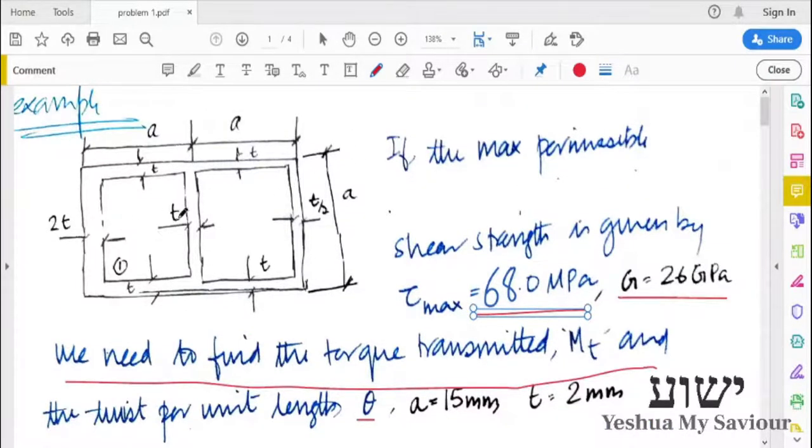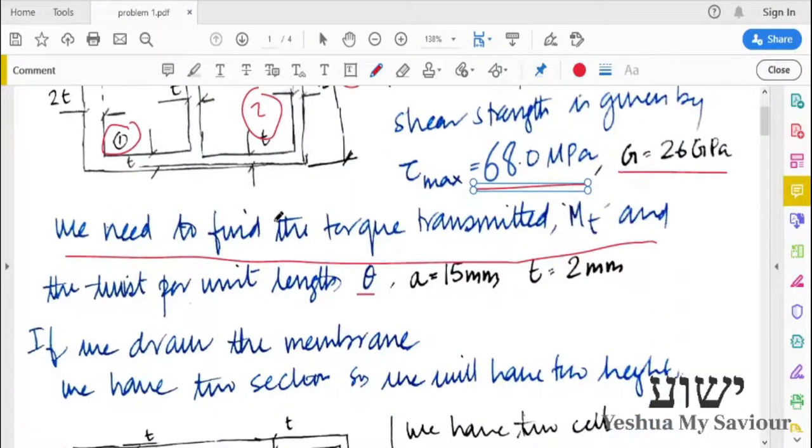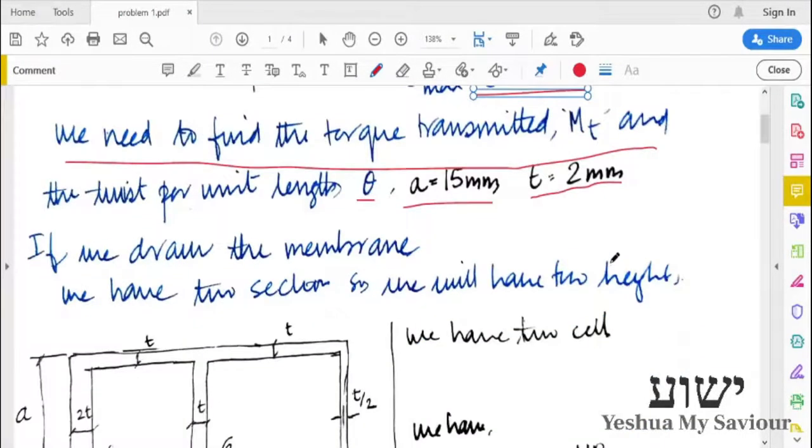We have two blocks, and the dimension of each one is given. So the thickness is T. We have block one. The breadth is 2. We have to solve this problem here. We are given the value of A is 15 millimeters and the thickness is 2 millimeters. So here are the solution steps.